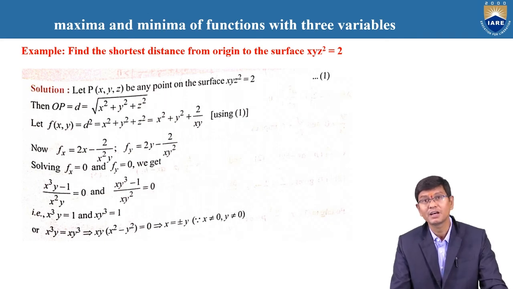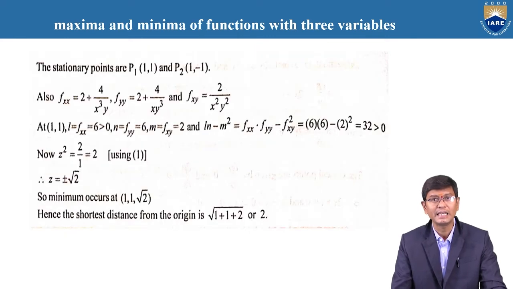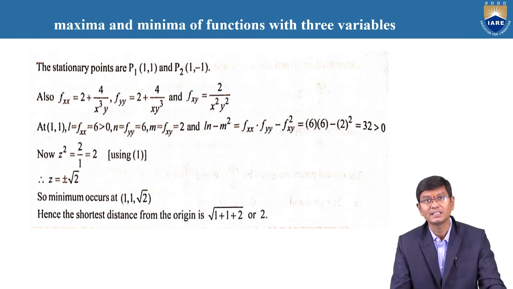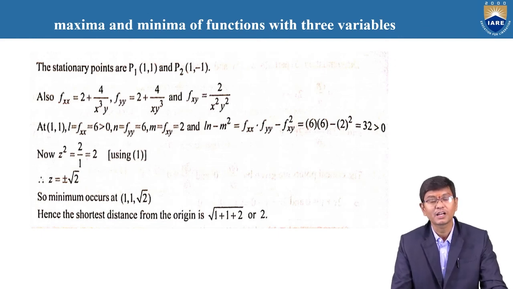And once again we are going to solve dou f by dou x equal to 0 and dou f by dou y equal to 0. By solving these two equations, we obtain that x is equal to plus or minus y only. Therefore, the stationary points are, assume p1 equal to (1, 1) and the other p2 equal to (1, -1).